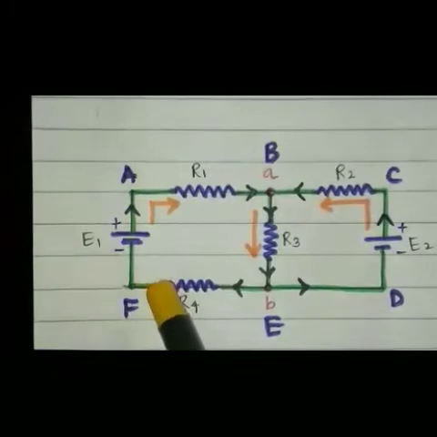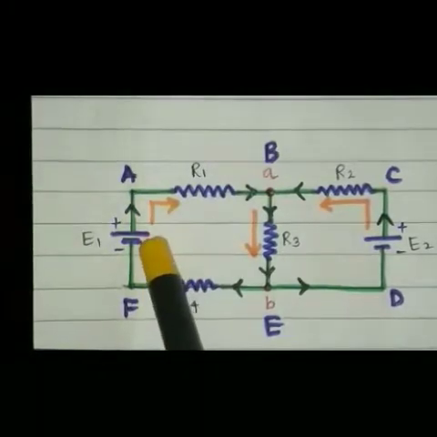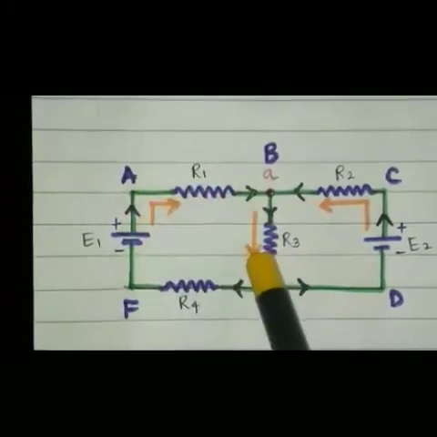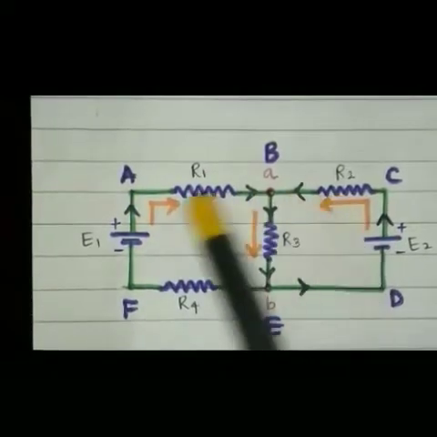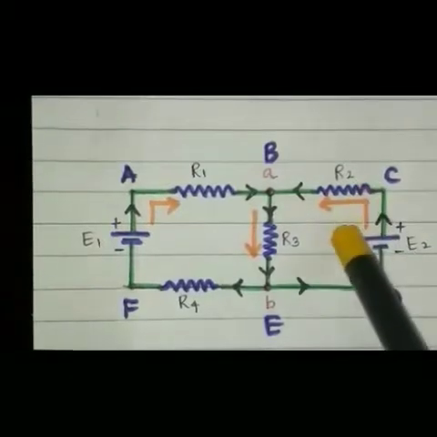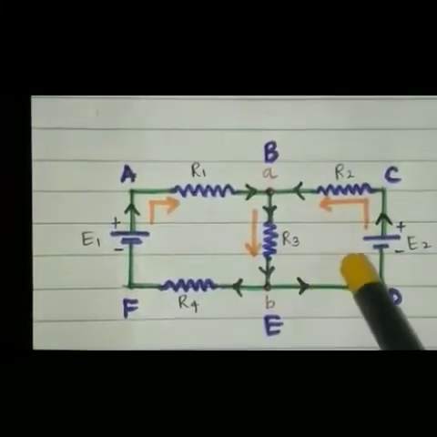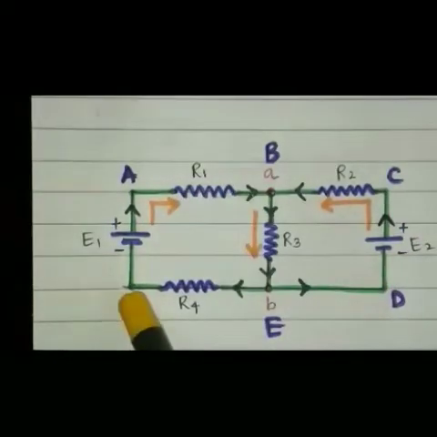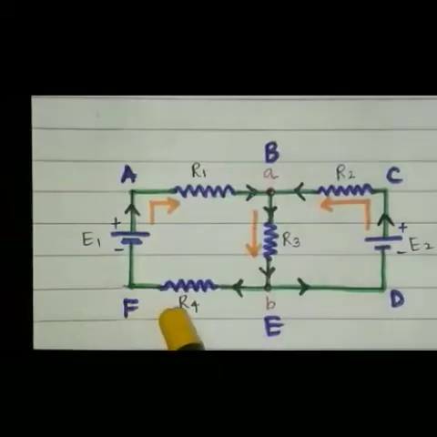Then I have 3 branches also, a branch being a simple electrical path where current can flow. So this is path number 1, path number 2, and path number 3. So I have 3 branches. I hope you understand what a junction, a loop, and a branch are. These 3 terms will help you understand Kirchhoff's laws.